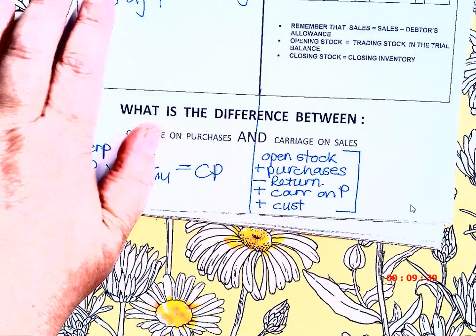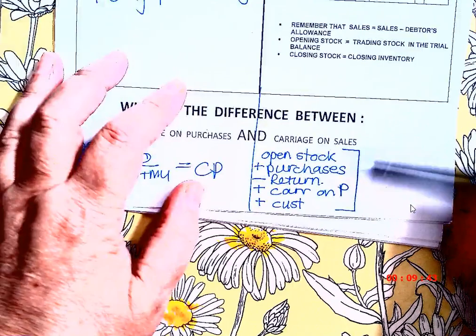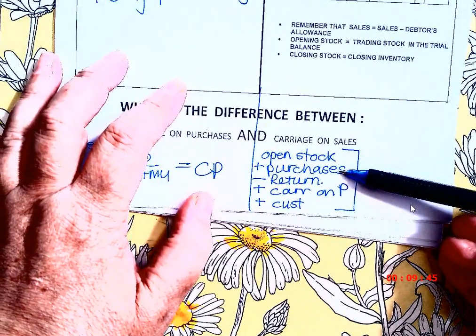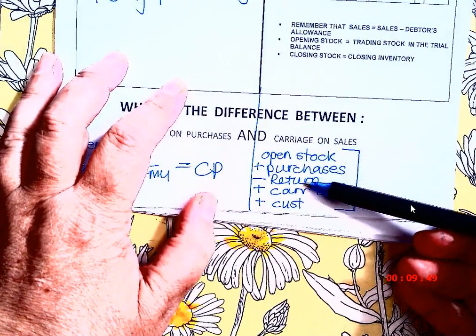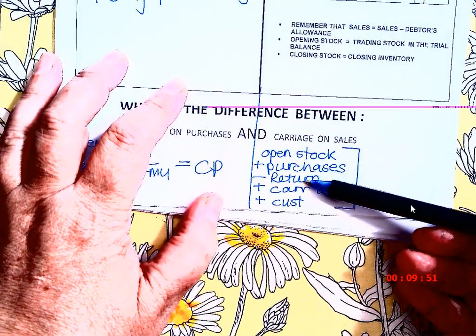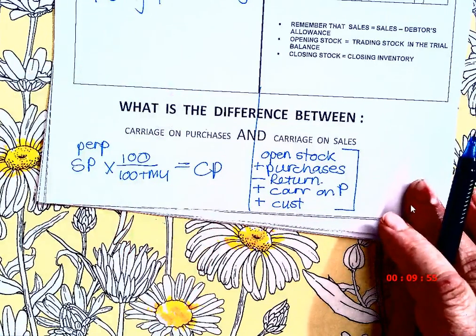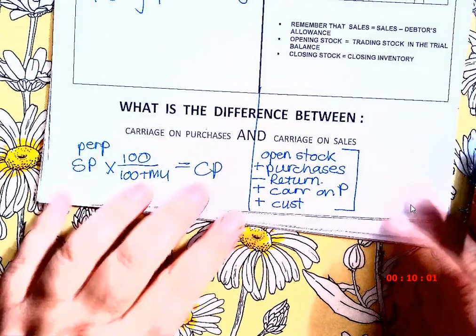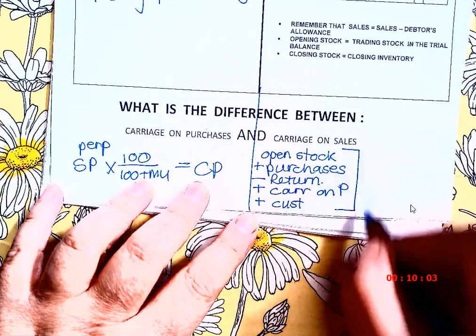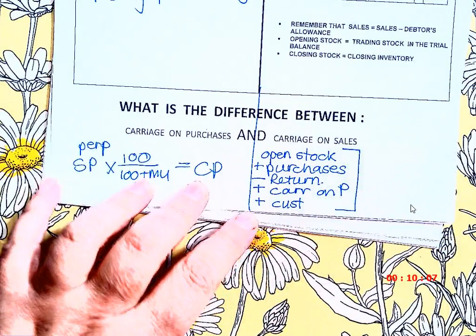So I had 2 beds. I purchased 10 extra, so now I have 12 beds. I returned 1, so now I have 11 beds. I add the carriage and customs to the price of the beds because it makes the cost of the beds more. You guys with me? Okay, so this is the cost price of the stuff I have available to sell.